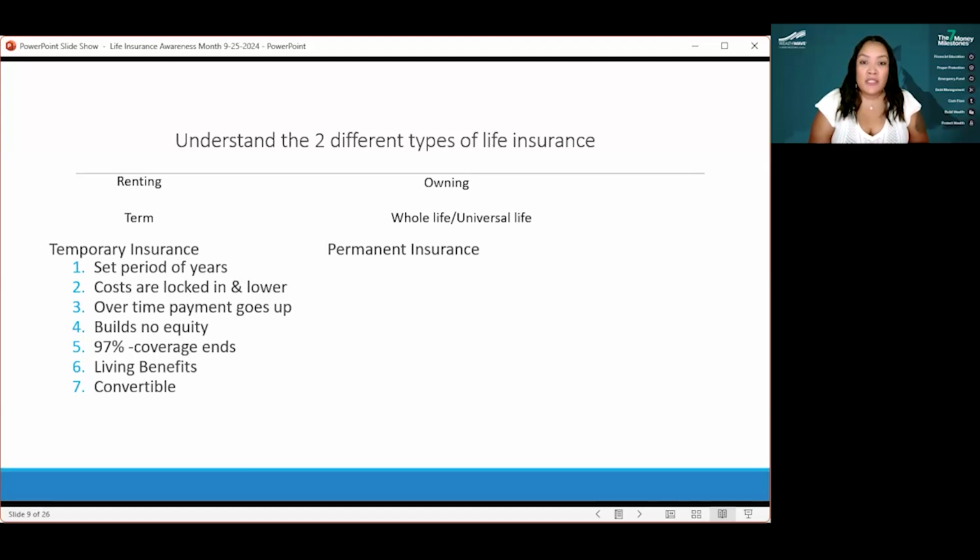97% of the time, the coverage ends because you typically outlived that term. Most people don't pass away within 10 years or 20 years, not even 30 years. So it's literally ideal for a period of time. I will say, though, some people will be like, oh, I don't want term insurance. I don't get anything out of it. No, that's not true. Actually, most good term insurance companies that offer a term have living benefits built into them.